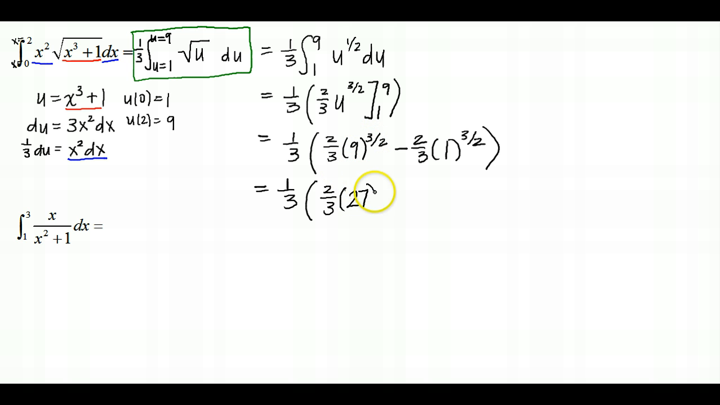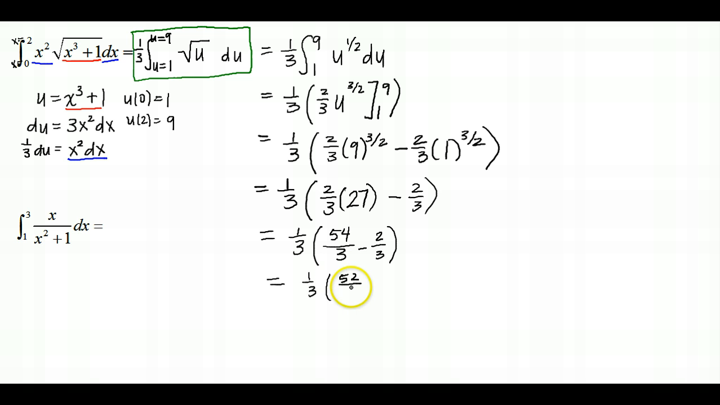So I have 2/3 times 27 minus 2/3. So now what I have is 1/3 times, since I'm going to want to subtract these two quantities, I'm going to rewrite 2/3 times 27 as 54/3 minus 2/3, and that's going to give me 1/3 times 52/3, or finally 52/9. So I can go ahead and leave my answer like this as 52/9, and that's it.